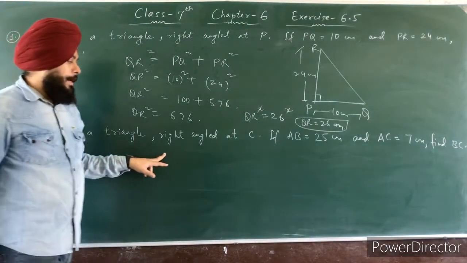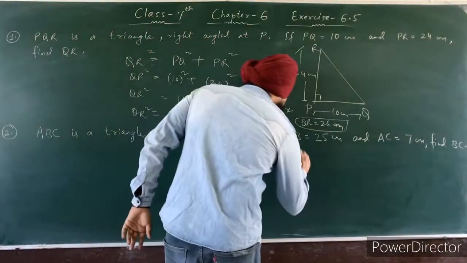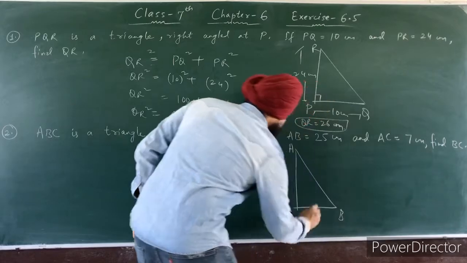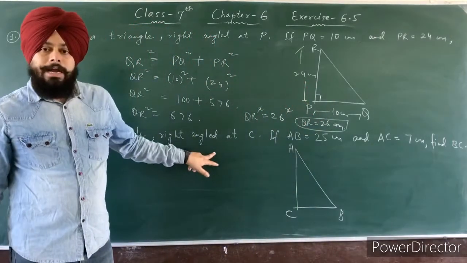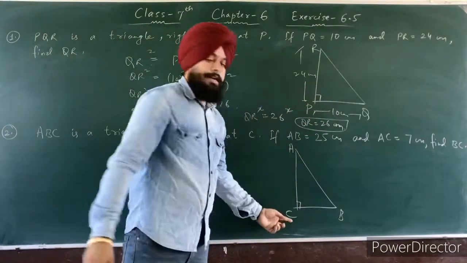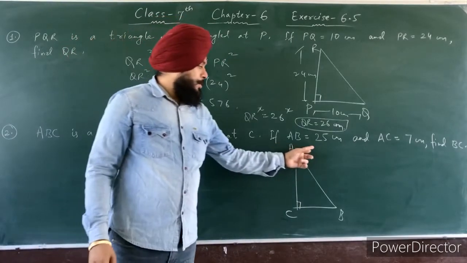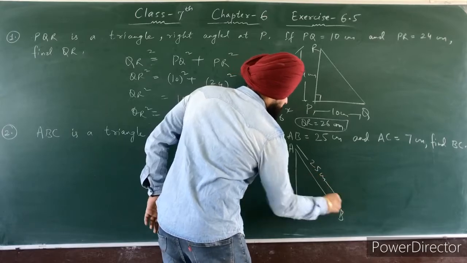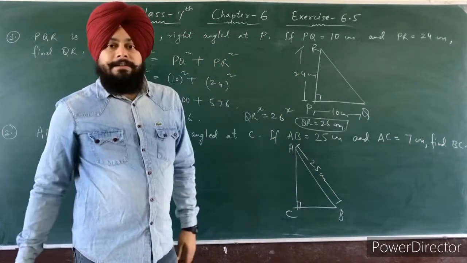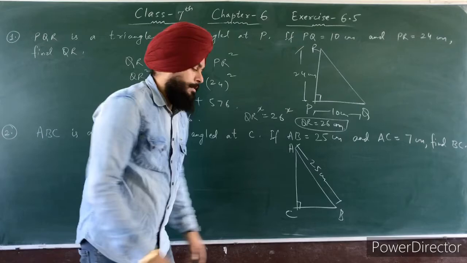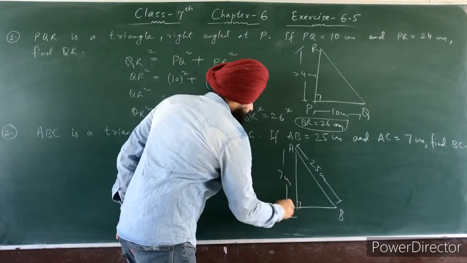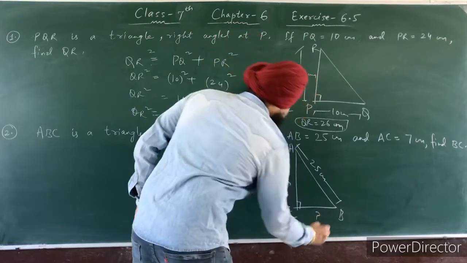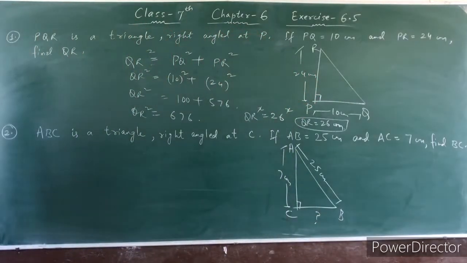Next is the second question. ABC is a triangle right angled at C. So here is the question: ABC is a triangle right angled at C. If AB is 25 centimeter, and AB is the hypotenuse, and AC is 7 centimeter, this is AC, it is of measure 7 centimeter. We have to find BC, the length of BC.